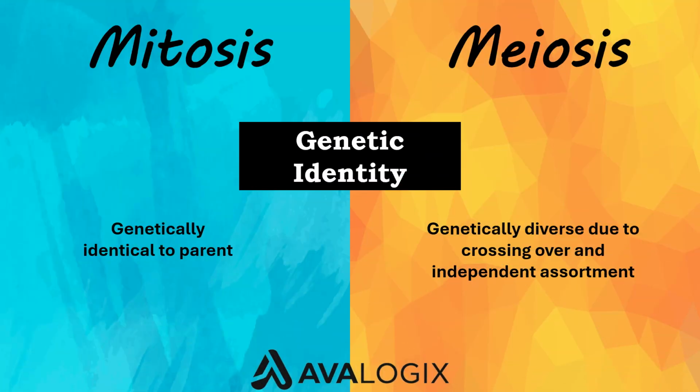The cells produced by mitosis are genetically identical, both to the parent cell and to each other. This is vital for maintaining genetic stability in tissues. In meiosis, however, the daughter cells are genetically diverse. This diversity arises from two key mechanisms: crossing over during prophase I and the independent assortment of chromosomes during metaphase I. This variation is one of the evolutionary advantages of sexual reproduction.